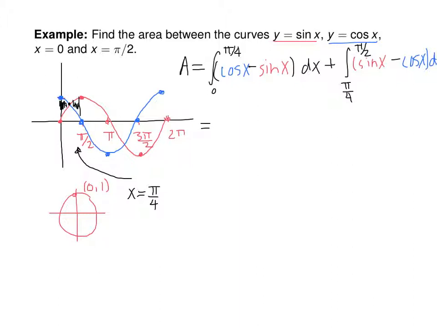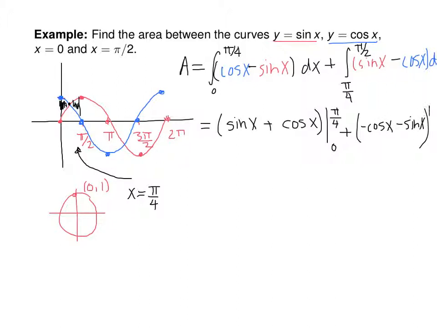All right. So for the first portion, the antiderivative of cosine is sine. And the antiderivative of sine, let's just see, cosine, that will have to be plus cosine of x, from 0 to pi quarters. Plus, so sine's antiderivative is negative cosine x, and then minus sine x, from pi quarters to pi halves.